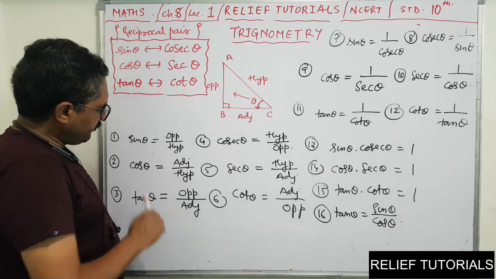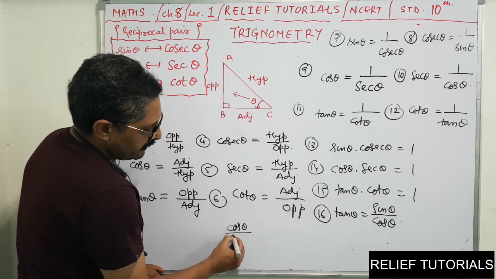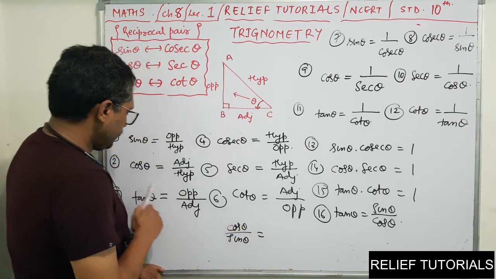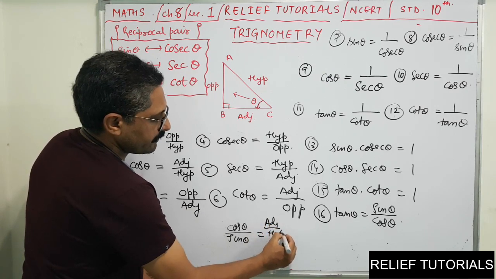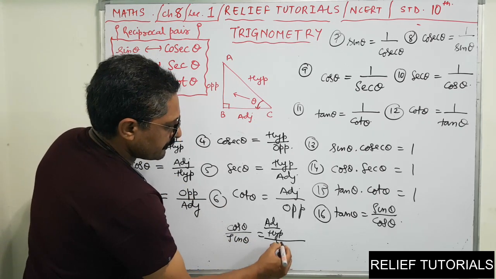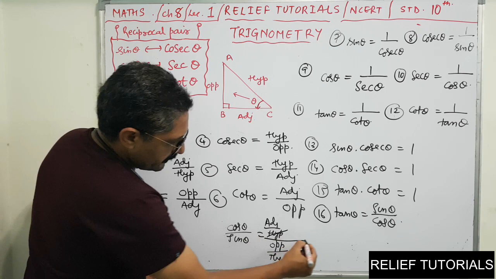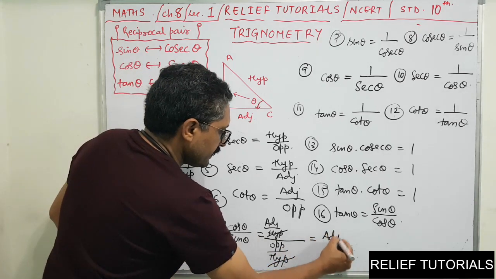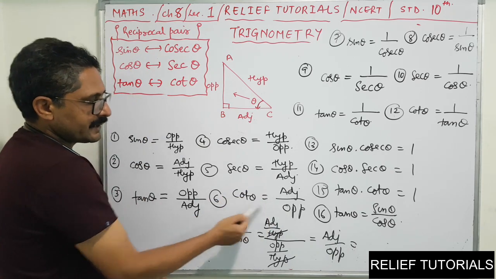Similarly, if we find cos upon sin, what we will get? See here, cos theta upon sin theta. Cos theta is adjacent upon hypotenuse. Sin theta is opposite upon hypotenuse. Hypotenuse will get cancelled. So what you will get? Adjacent upon opposite. Adjacent upon opposite. That is cot.